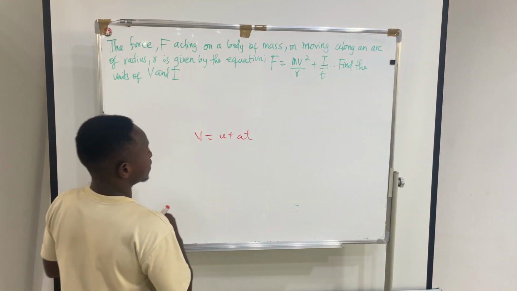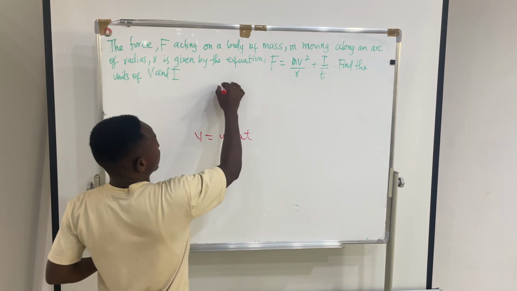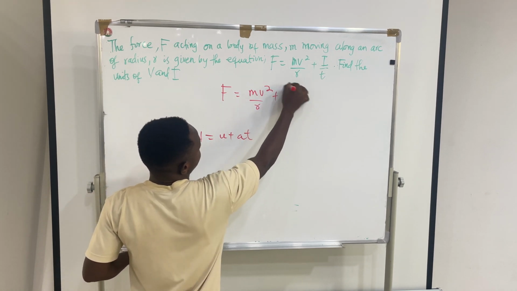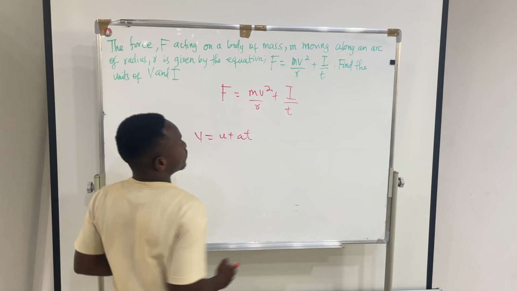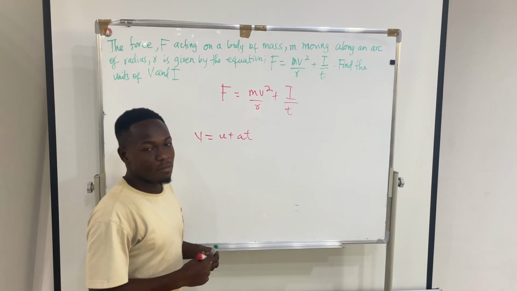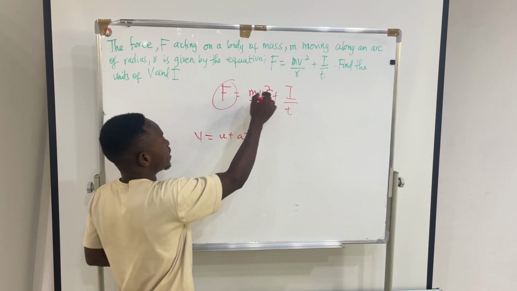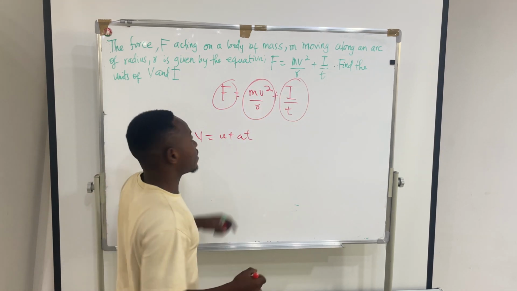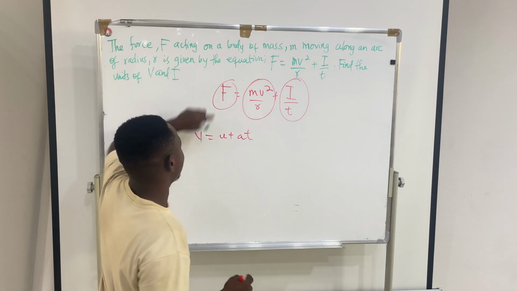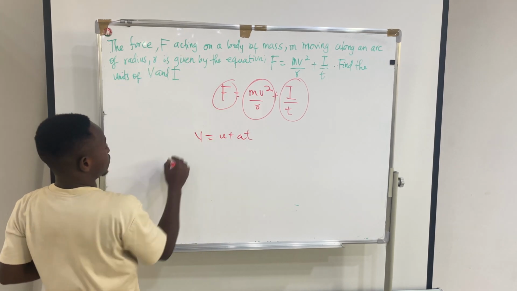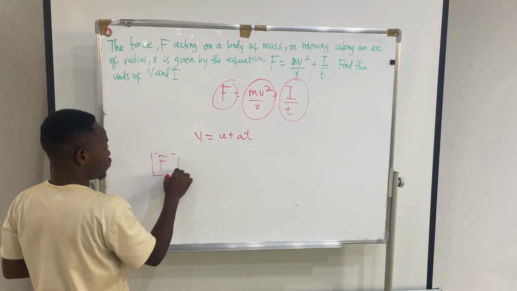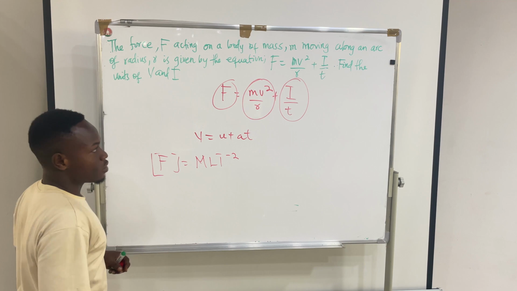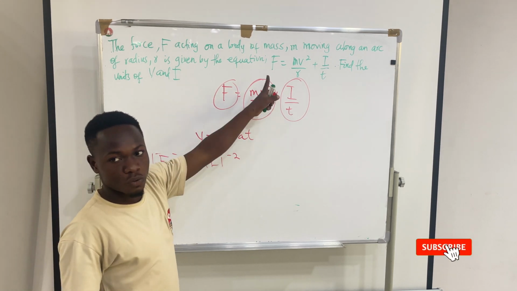So for a question like this, if I have F being equal to mv squared over r plus I over t, then first of all, I know that the dimensions of F should be equal to the dimensions of this term, and that should be equal to the dimensions of this term. I can find the dimension of this term. F is force, we were told in the question. So the dimensions of force will be M L T minus 2.